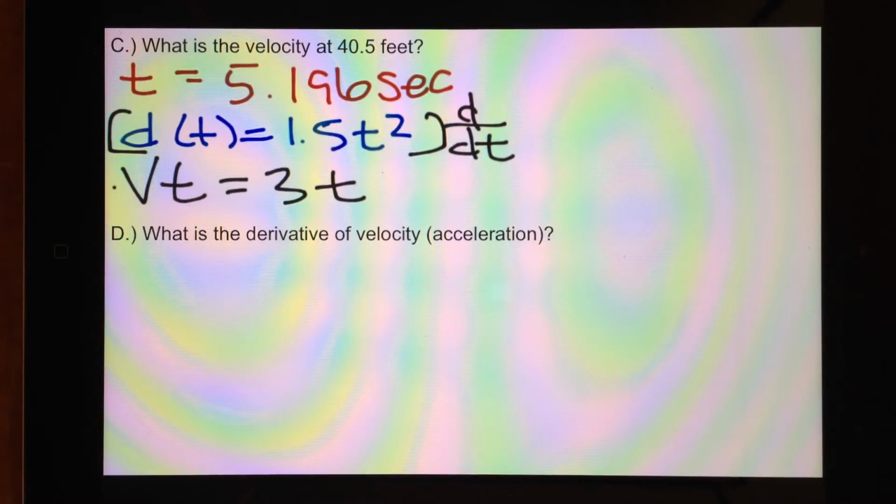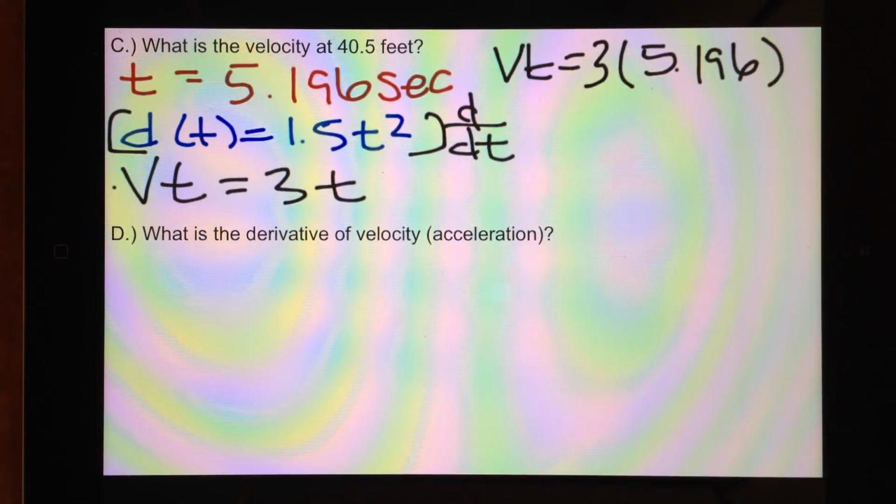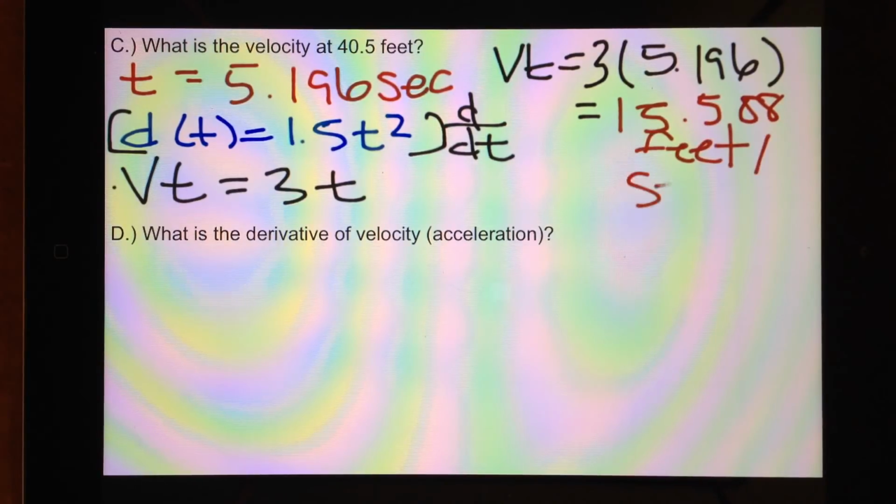But we aren't finished yet. Now we have to plug in our numbers. So we know at 40.5, we're again at 5.196 seconds. Now we can have v of t equals 3 times 5.196 to find our velocity at 40.5 feet, which we have as our final answer, 15.588 feet per second.